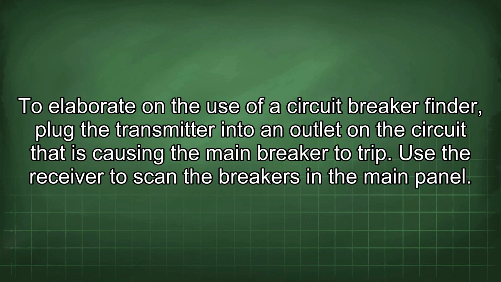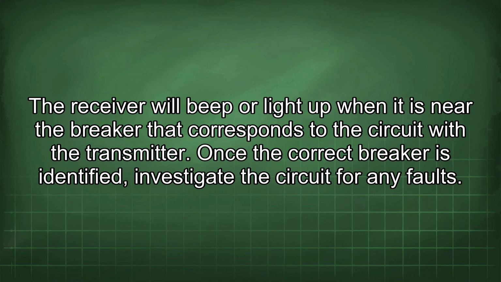To elaborate on the use of a circuit breaker finder, plug the transmitter into an outlet on the circuit that is causing the main breaker to trip. Use the receiver to scan the breakers in the main panel. The receiver will beep or light up when it is near the breaker that corresponds to the circuit with the transmitter. Once the correct breaker is identified, investigate the circuit for any faults.